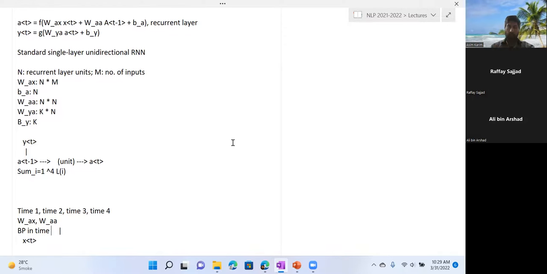You typically would aggregate the loss for multiple time steps, usually some unit of your processing. You can call it a batch. And then that aggregated loss is distributed back, or pushed back, into the network to update the parameters. The parameters, of course, are W_AX, W_AA, B_A, B_Y, as well as W_YA.